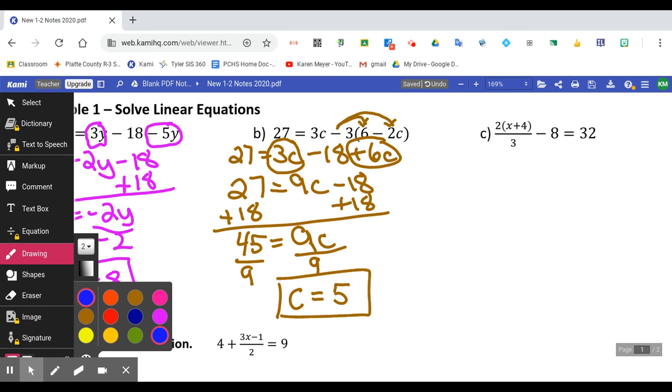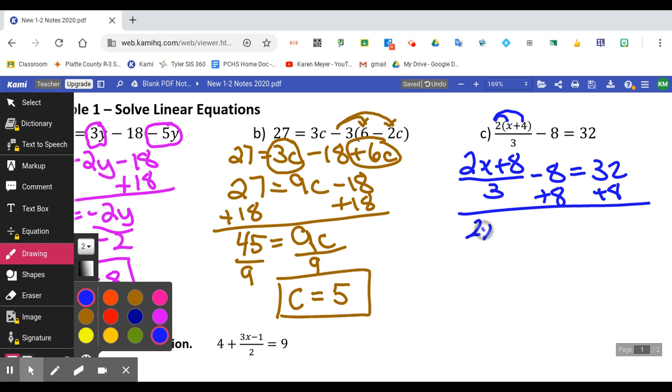first thing I'm going to do is get rid of the parentheses on the top. So I'm going to use distributive property. So 2 times x is 2x. 2 times 4 is 8. Now I want to get the fraction part by itself. So I want to get rid of that minus 8. So I'm going to add 8 to both sides. So 2x plus 8 over 3 equals 40.